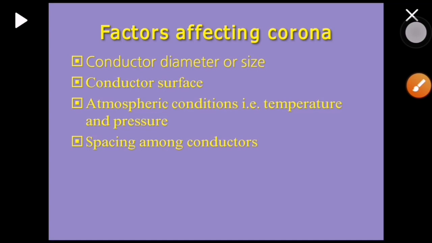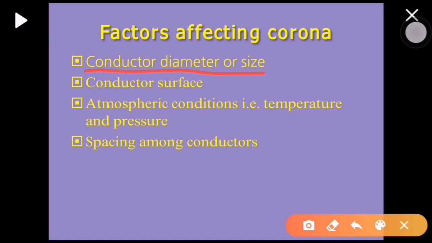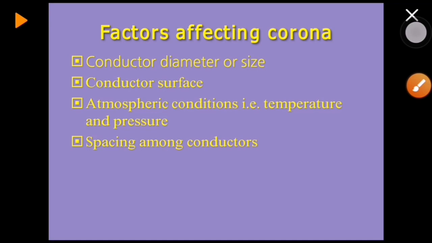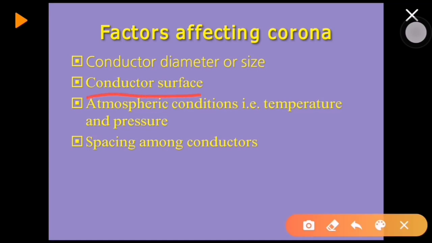Let us take a look at factors affecting corona. First, conductor diameter or size. From the expressions of Vd and Vs, we can see that both expressions contain r. R is the radius of conductor. Hence, the more the radius of the conductor, the higher will be the Vd and Vs. Second, conductor surface. Definitely, if the conductor surface is smooth, Vd and Vs will be larger compared to conductors having irregular surface or not smooth surface.